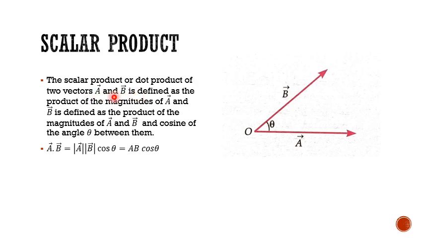So the dot product of two vectors A and B is defined as the product of the magnitude of A and the magnitude of B. Fine. So the dot product of these two vectors will be the product of the magnitudes, and the magnitude of this one will be mod of A, or I can also write it as A. Fine. And the magnitude of this one will be mod of B, or you can also write it as B.